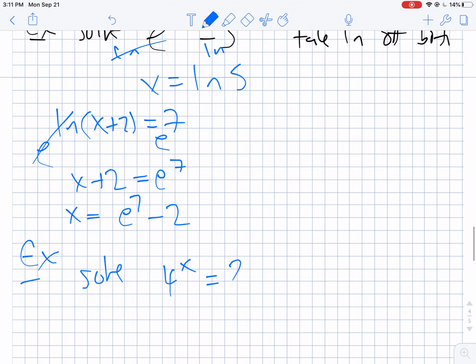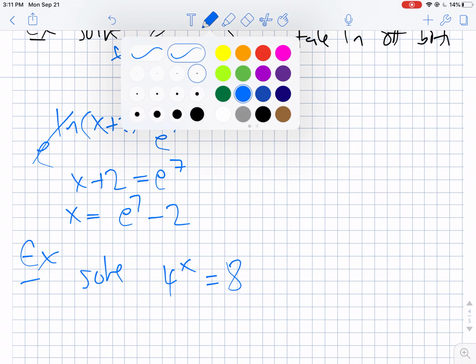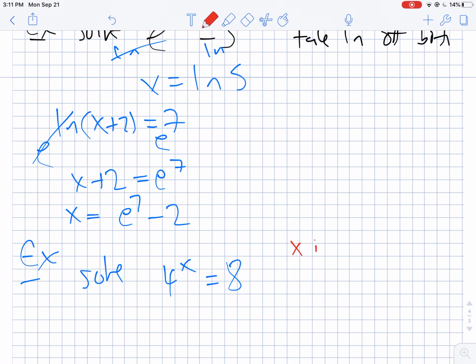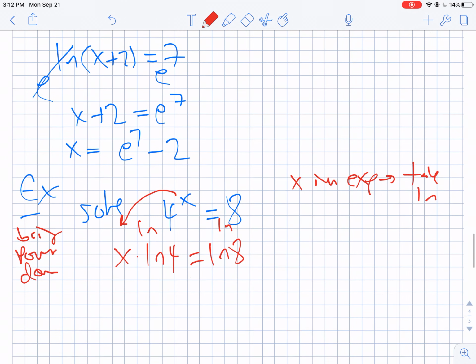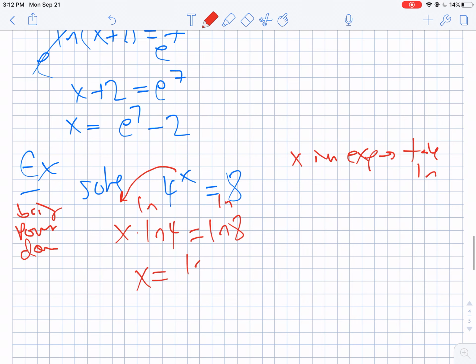This is actually even useful if you have something like, say, solve 4 to the x equals 8. If you have an x in the exponent, you can still take the ln of both sides. So you take the ln of this, and the ln of this. And then you can bring that down, right? So it's x times ln of 4 equals ln of 8. That's just the first log rule we talked about, bring the power down. And then we can just divide and get x as the natural log of 8 divided by the natural log of 4. Okay, so those are just some reviews, some good properties to remember.